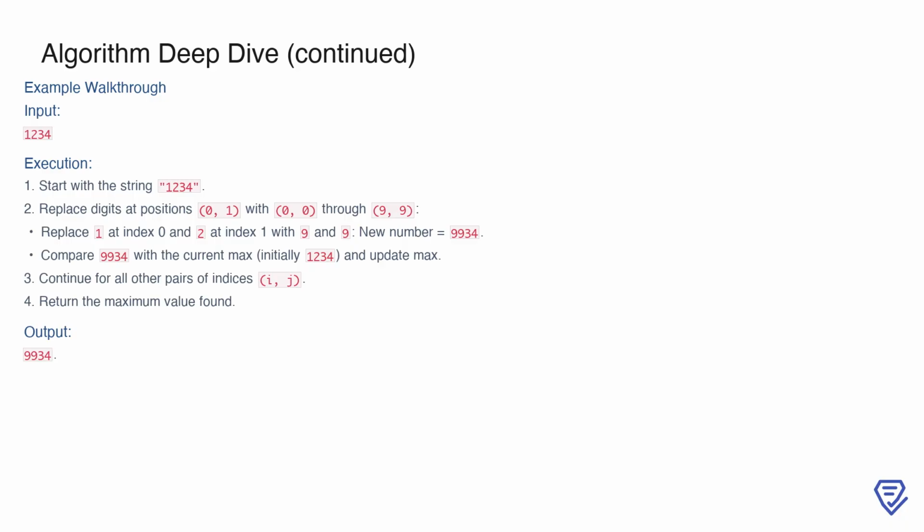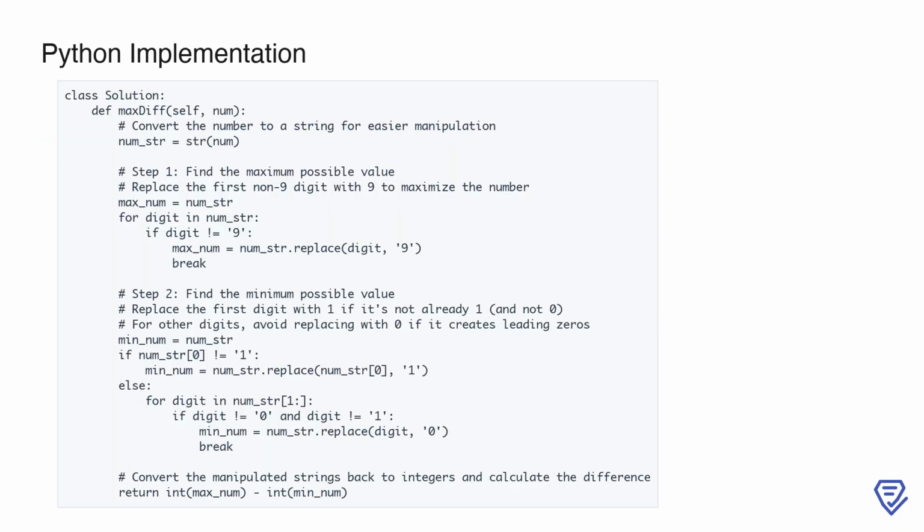After completing all iterations, the algorithm identifies the maximum value, which in this case is 9934. This number is returned as the final result, demonstrating how the algorithm efficiently determines the optimal solution. This solution computes the maximum difference obtainable by replacing digits in a given integer. The core idea is to replace digits strategically to maximize or minimize the resulting number.